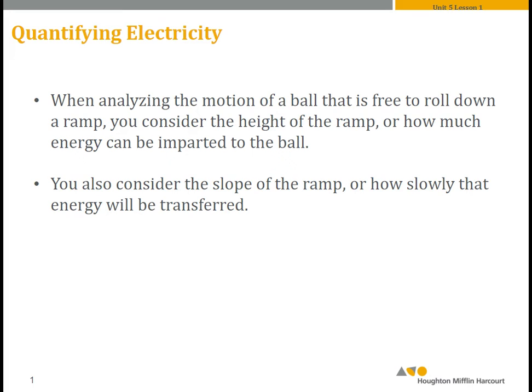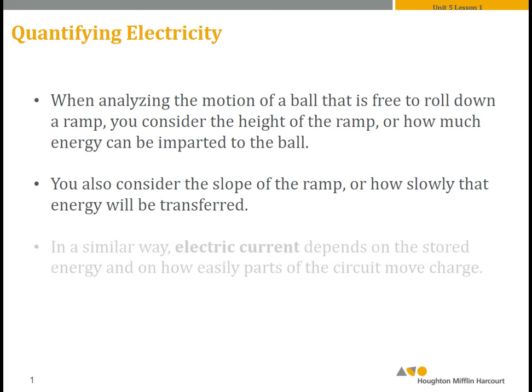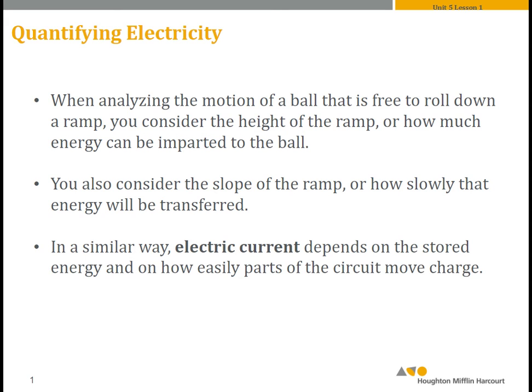Gravitational potential energy and electric potential energy have similar properties. With electric currents, you can also measure how much potential energy there is, and you can also measure how easily or how quickly that electric current is able to flow through a circuit.